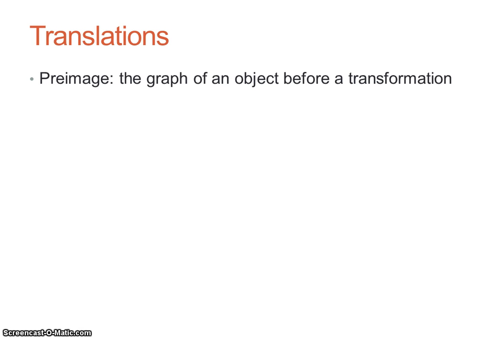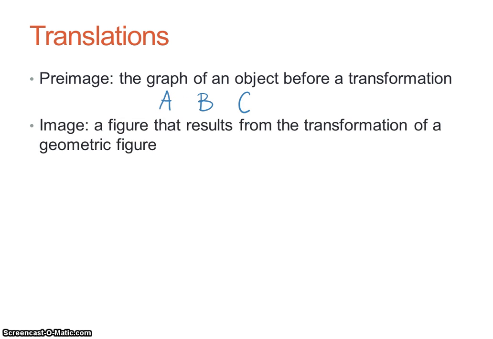So, when we're looking at translations, we've got to look at a couple of terms. First, we have a preimage. The preimage is the graph of an object before a transformation. So, a lot of times, if we graph something like a shape, we'll have vertices like A, B, and C. So, this is what we will label with our preimage. Now, eventually, we would get to an image, which is the figure that results from a transformation of a geometric figure, and we would label our image with A prime, B prime, C prime. That's how we differentiate between our preimage and our image. We have A, B, and C becomes A prime, B prime, and C prime.